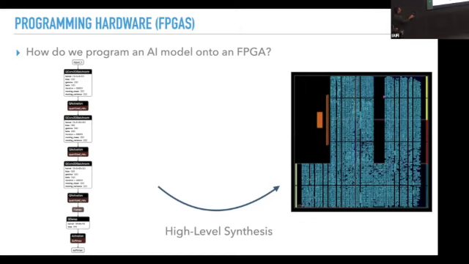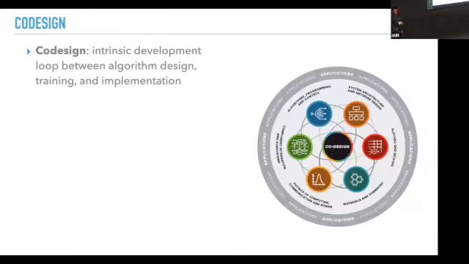So if we want to, for example, program an AI model, how do we do this? Because again, the system runs on FPGAs. So we want to be able to take something that looks like this, simple, but can be complicated from the perspective of an FPGA programmer, a machine learning model, and program it directly onto an FPGA.